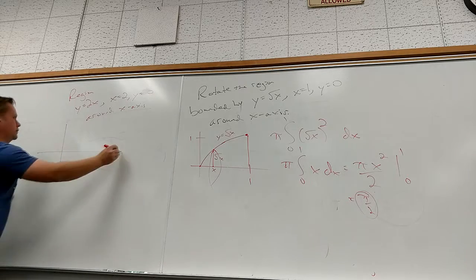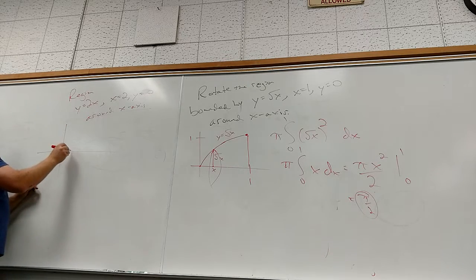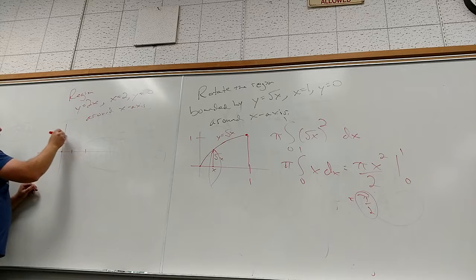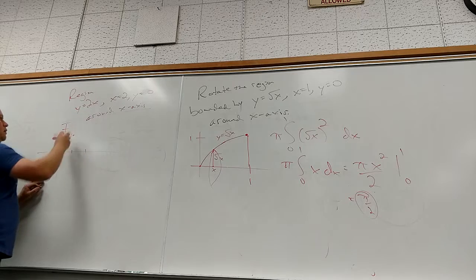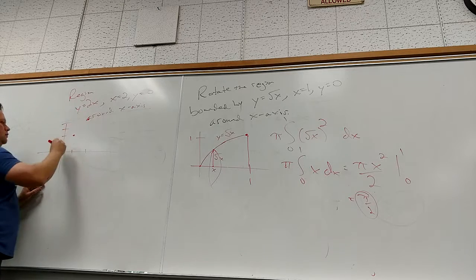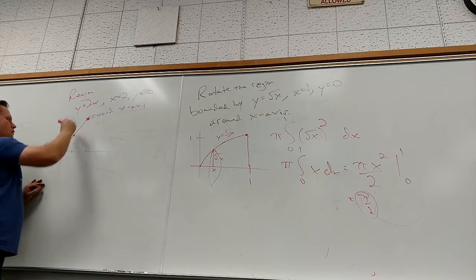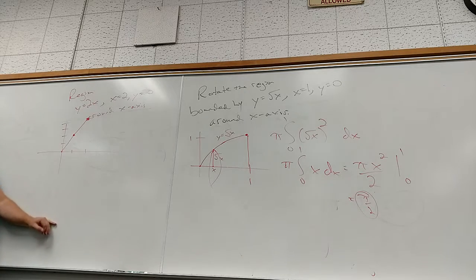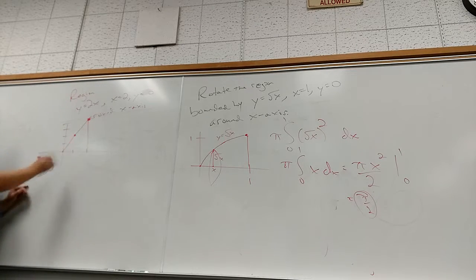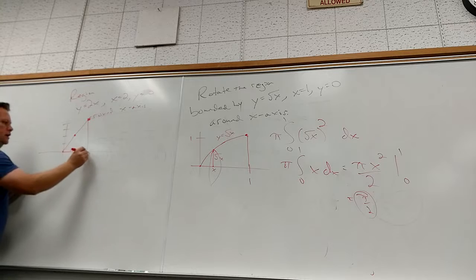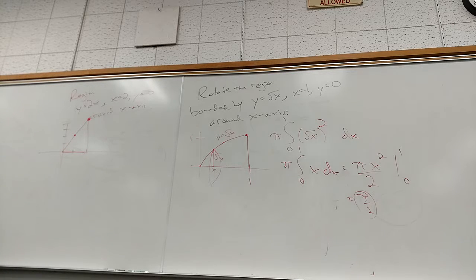So they draw this, y equals 2x, so 0, 2, 4, there's that part. X equals 2 is right here. Y equals 0 is the x-axis. So there's my shape. There's that triangle. If I rotate that around the x-axis, what shape have I created? Cone.